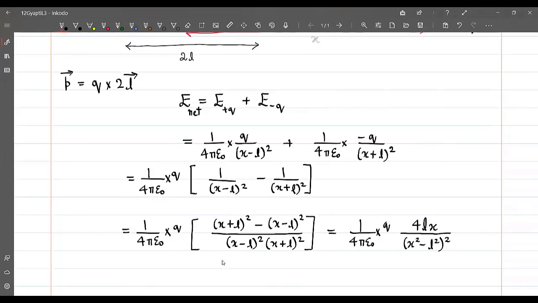That is the net electric field. I can write net electric field as 1 by 4 pi epsilon naught into Q into 2L. I will write Q into 2L because I know Q into 2L is our dipole moment, into 2x whole divided by x square minus L square whole square. Any doubt in the calculation? I hope not. If you have, you can ask.